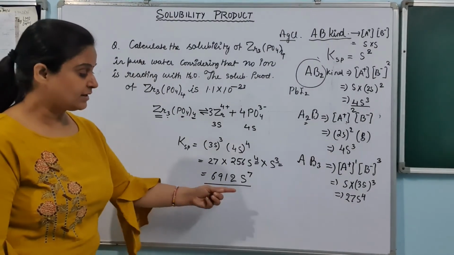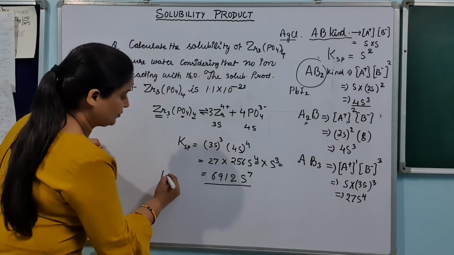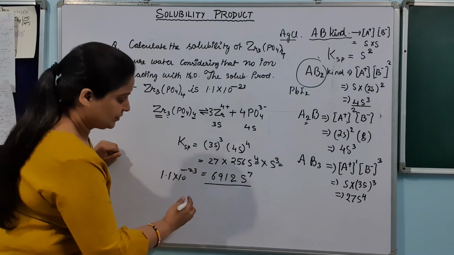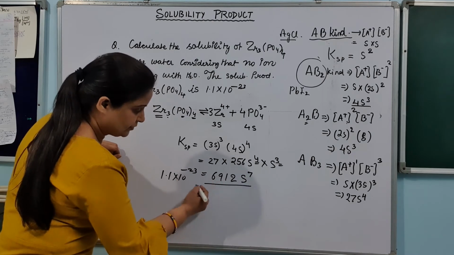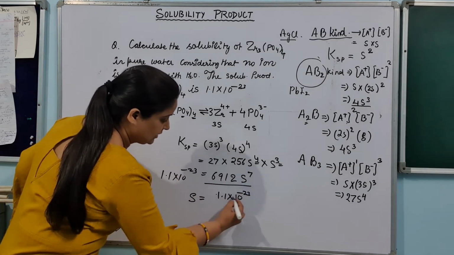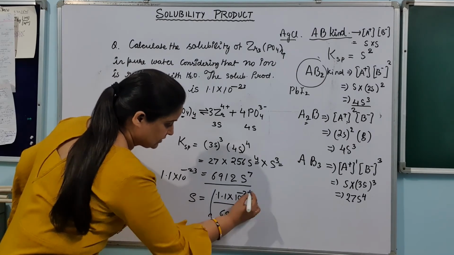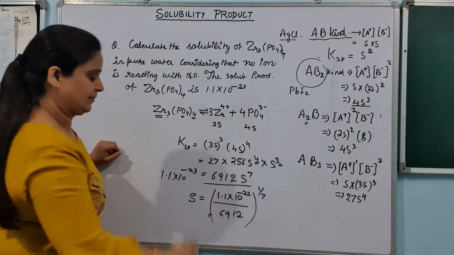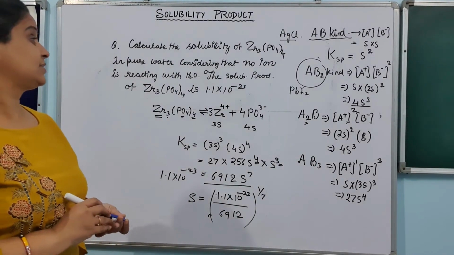Okay, now what to do? You have to calculate the solubility. You are given KSP as 1.1 into 10 raised to power minus 23. So what will be the solubility? Solubility will be this KSP divided by 6912. So 1.1 into 10 raised to power minus 23 divided by 6912, and this is solubility S^7. So this is how we are going to calculate the solubility of zirconium phosphate.